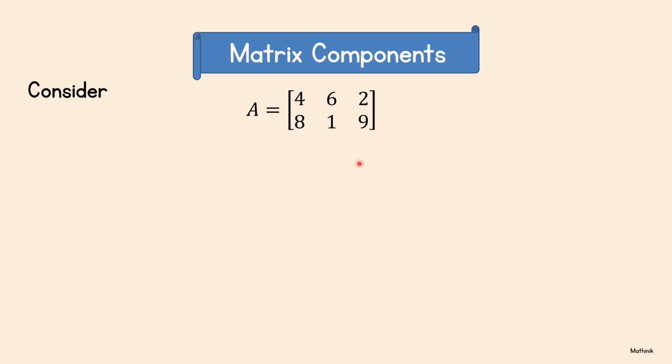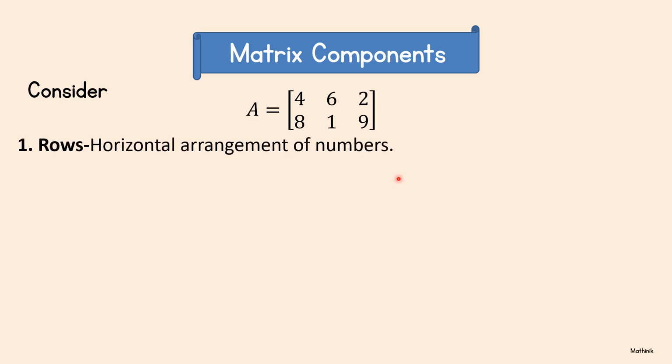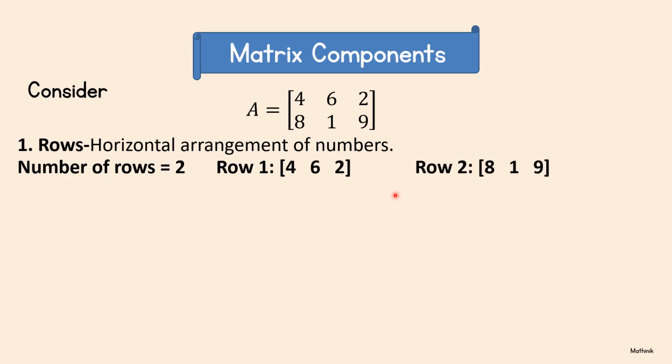A matrix is composed of the following. So we have the rows, columns, elements, and dimensions. Rows are the horizontal arrangement of numbers. In this example, the number of rows is 2. So we have 1 and 2. Row 1 is composed of 4, 6, and 2. Then row 2 is composed of 8, 1, and 9.